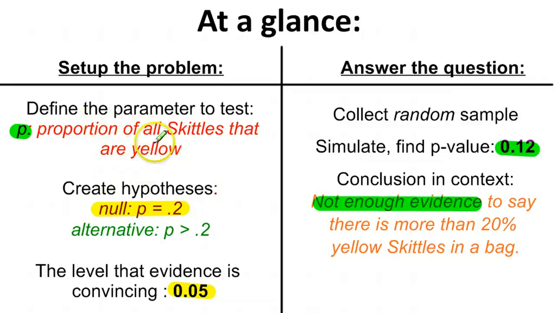So we started with this set of hypotheses, defined our proportion, set the level that we would be convinced, went out, got our data, simulated, and therefore had to conclude that in this case we don't have enough evidence.